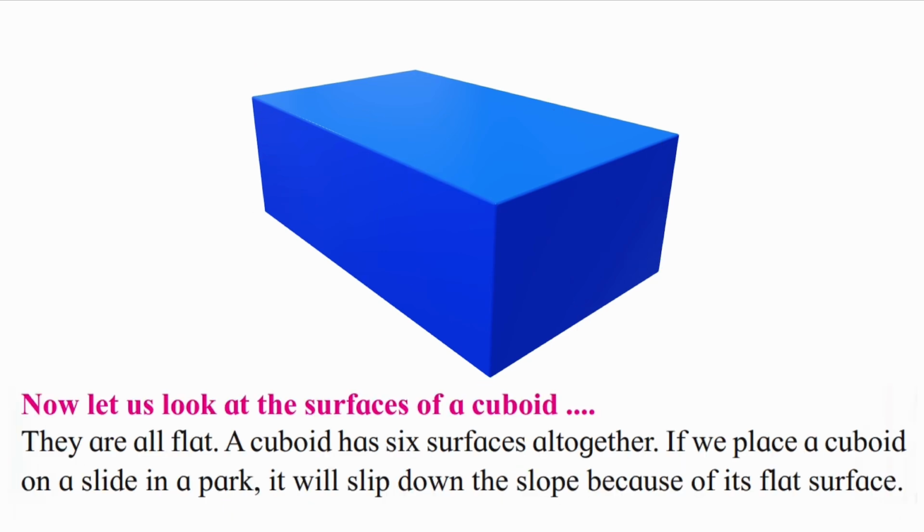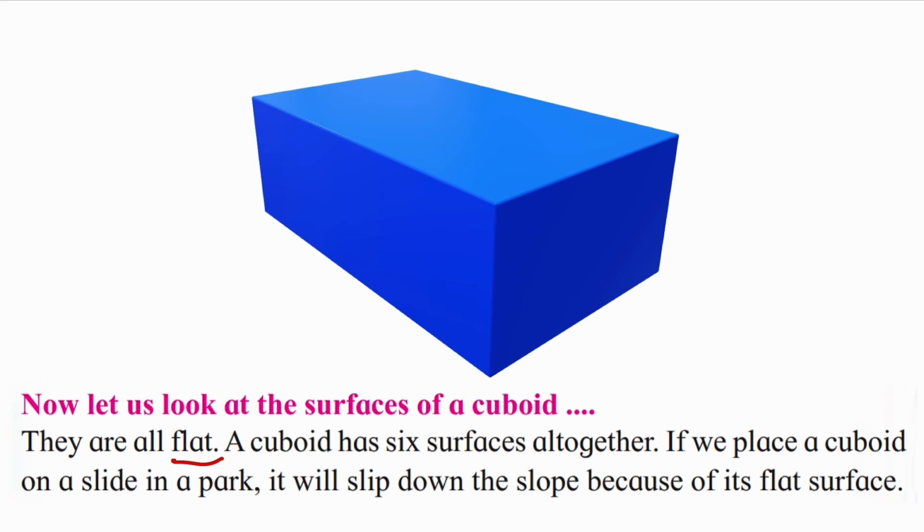Now let us look at the surfaces of the cuboid. This is the surface of the cuboid. They are all flat. You can see the surface of the cuboid is flat.